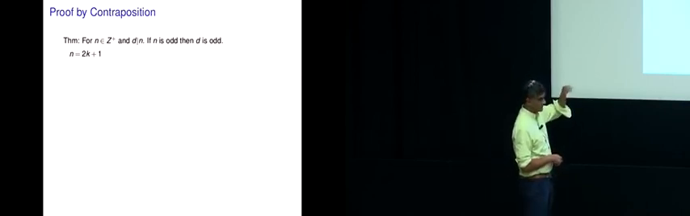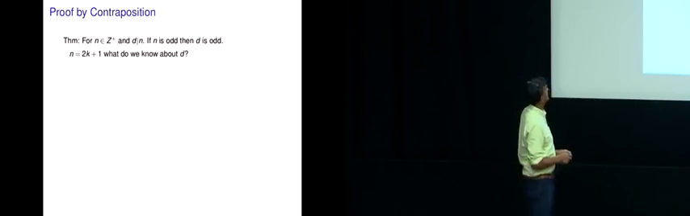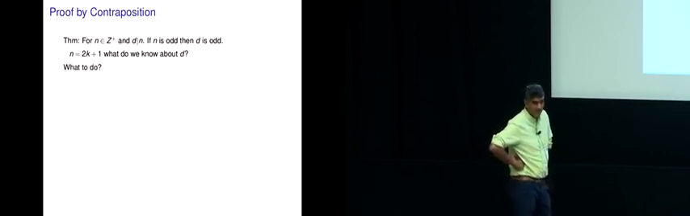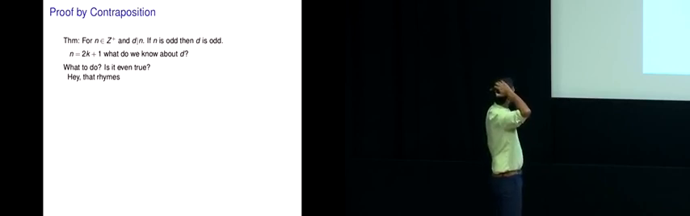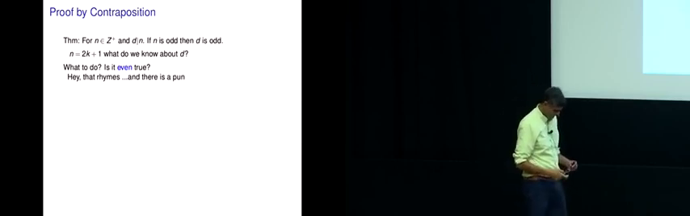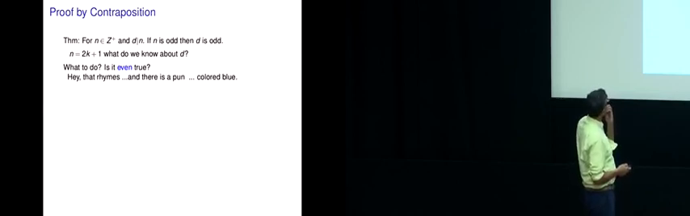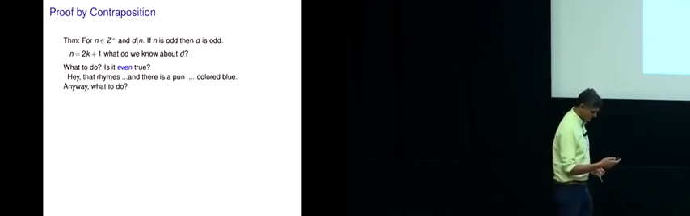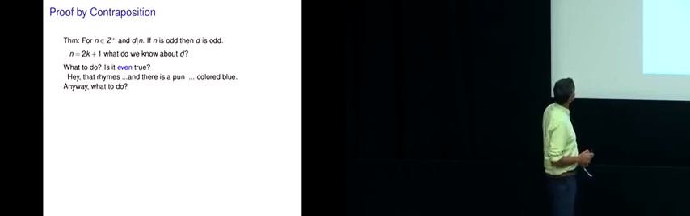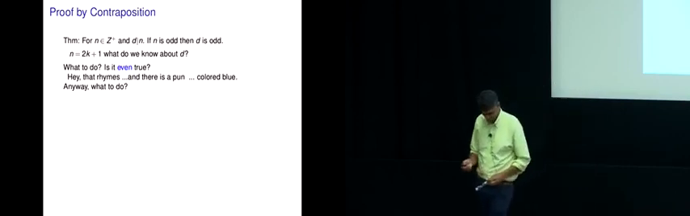We're starting with the assumption, we're going to write an equality. What do we know about d? What do we do now? Is it even true? What to do? Is it even true? It rhymes. And there's even a pun. Okay, so, color blue. I don't know who put that in my slides. Sorry.